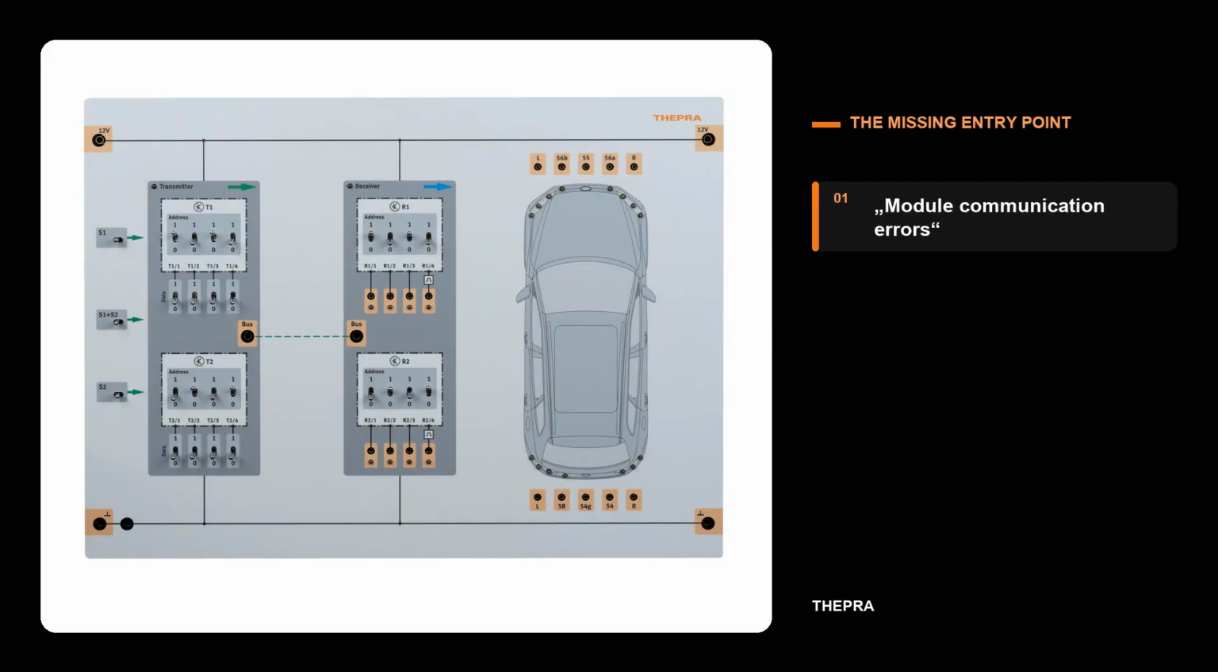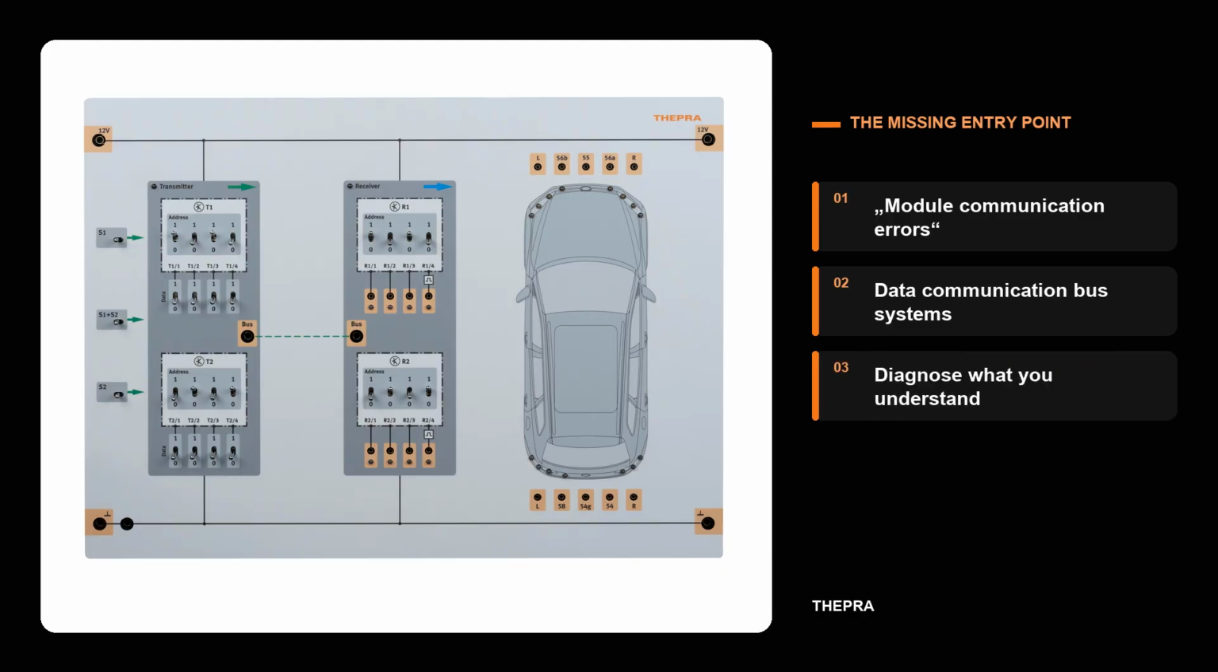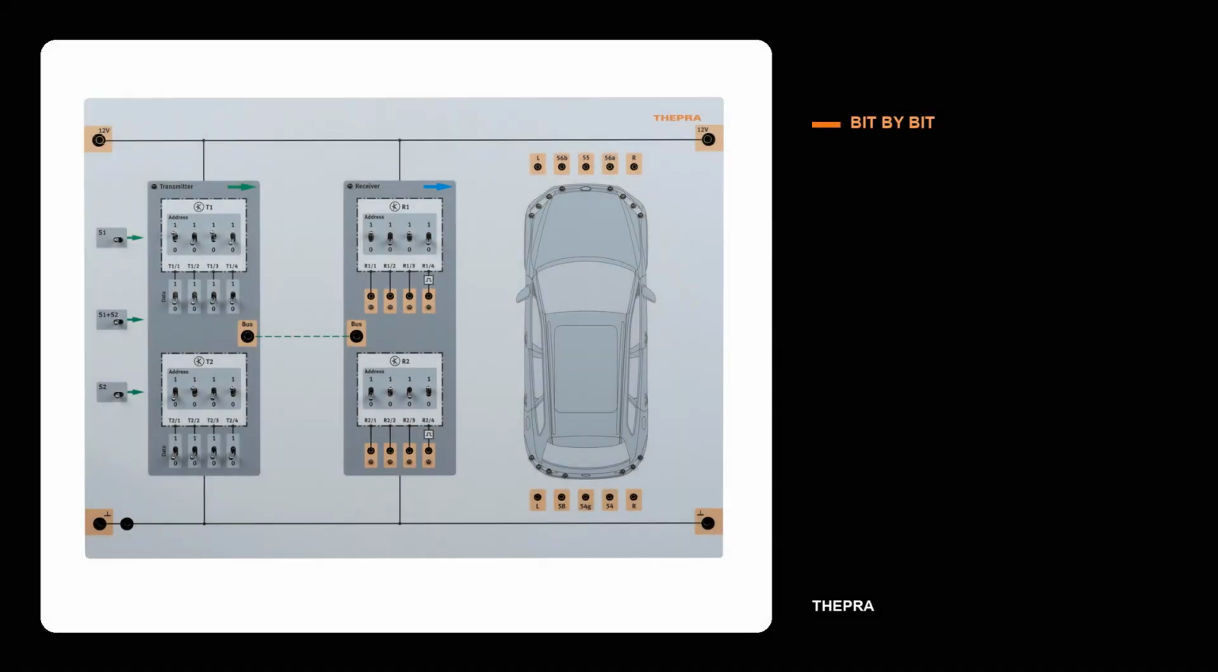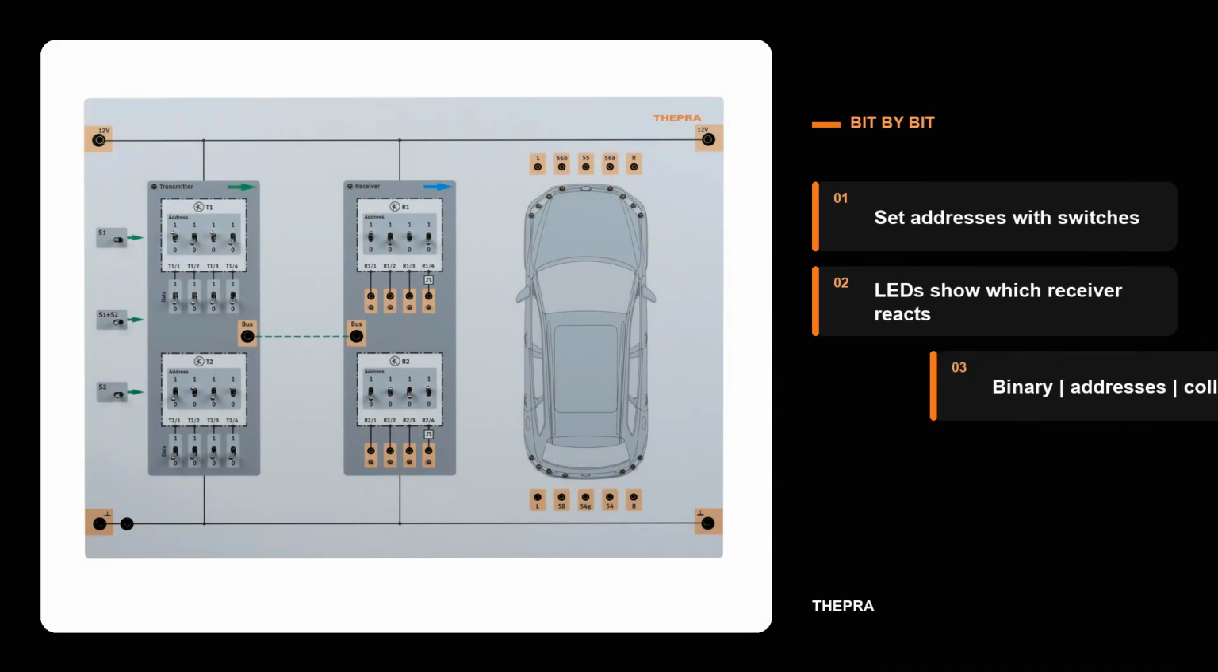Students set addresses and data bit by bit with switches, send messages between two transmitter and two receiver units, and LEDs show exactly which receiver reacts and why. Binary numbers, addresses, data blocks, even message collisions, all hands-on, then verified on the oscilloscope.